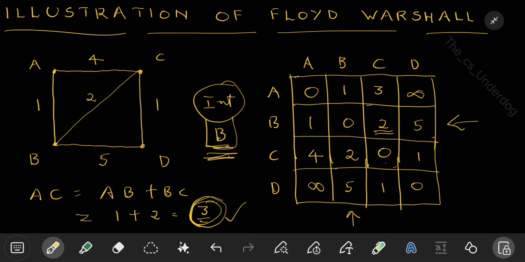This will remain as 1. This will remain as 2. So I'll just circle this value so that we'll understand we changed it in this iteration, just to see what changes we made in this iteration. Okay. Next one is this one, AD.